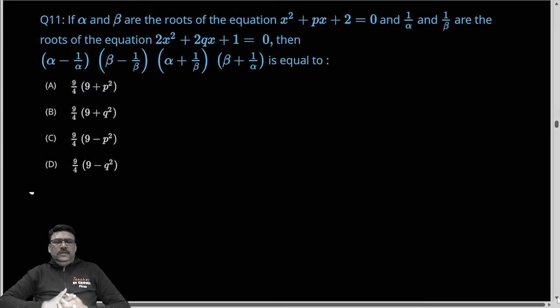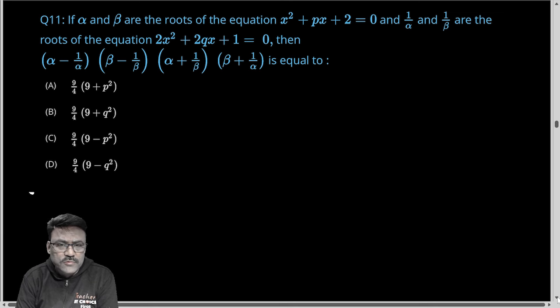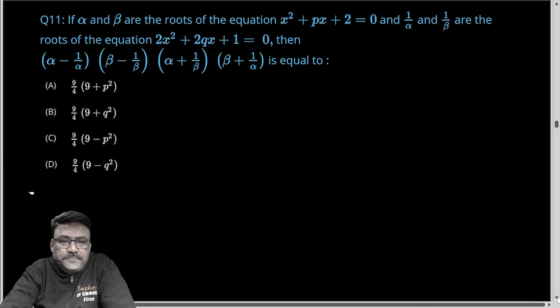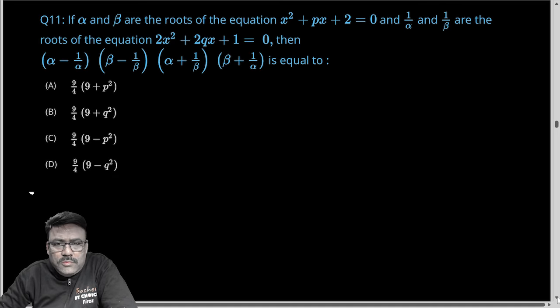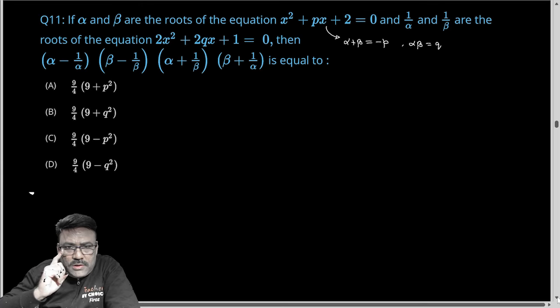Okay, let's see this question now. We have a quadratic x square plus px plus 2 whose roots are alpha, beta, and another quadratic whose roots are 1 by alpha and 1 by beta. Then I have to calculate this expression in terms of p and q. So let's see. Since alpha, beta are the roots, alpha plus beta is minus p and alpha into beta is q. Alpha plus beta is minus p, alpha into beta is q here from this equation. Now let's find this expression.